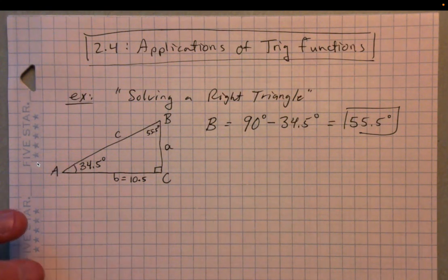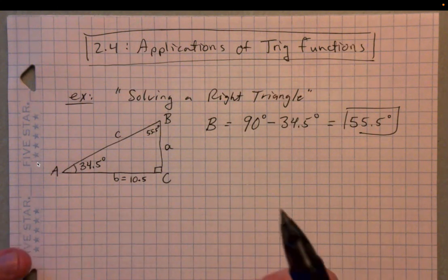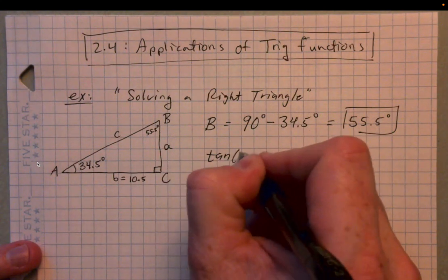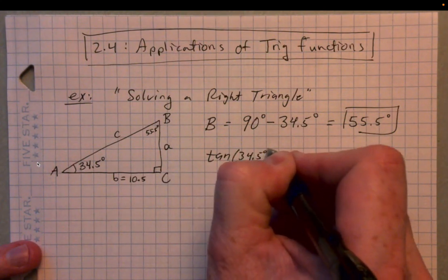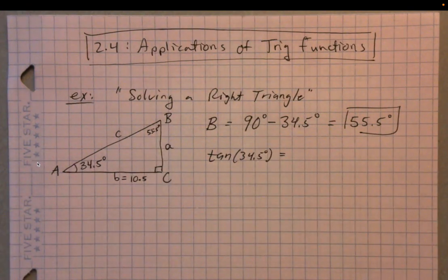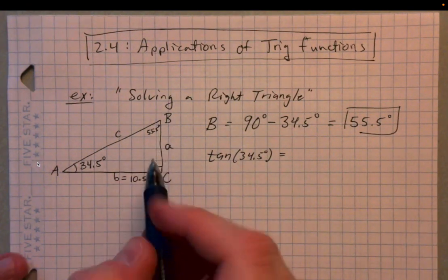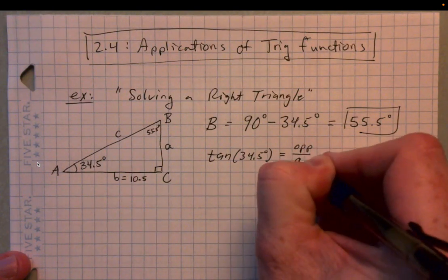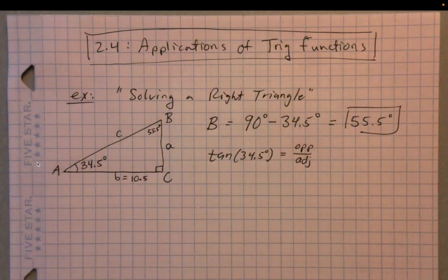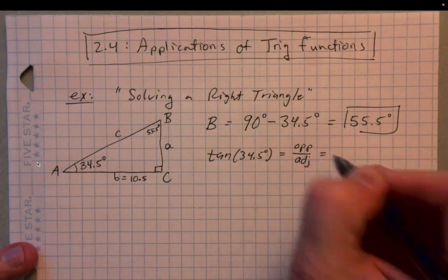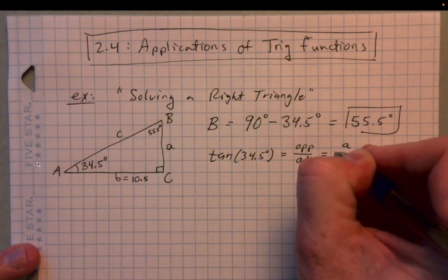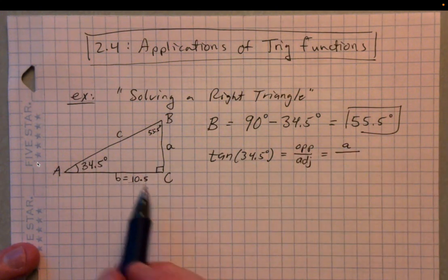There are a couple of options that you could employ. Let's just use the tangent function to start with. So the tangent of 34.5 degrees, what is the tangent equal to? Well, it's equal to the opposite over the adjacent. So let's write that in here. In this case, opposite is this unknown side, a, and the adjacent side is b, which is 10.5.